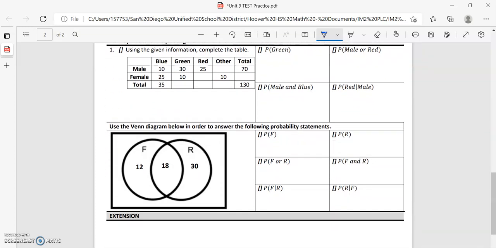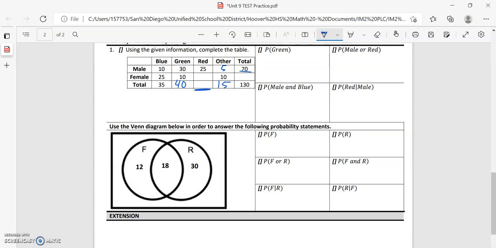All right, so we have a table here. We've got to fill the table out first. So green, we have 30 and 10, which adds to 40. Then 10, 30, 25 adds to 70, so what are we missing for the other? Well, 10 and 30 is 40. 40 plus 25 is 65, so we have 5 marbles that are other. 5 and 10 adds to 15.